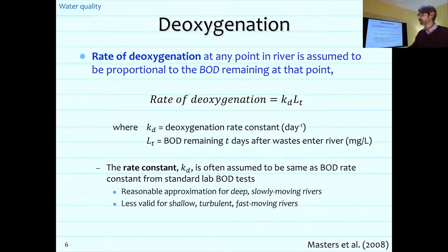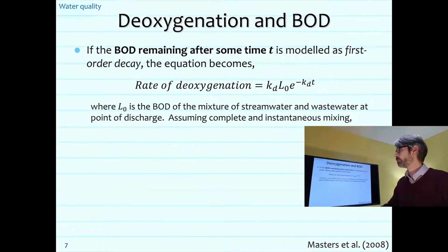And then the rate constant, Kd, is often assumed to be the same as the BOD rate constant from a standard lab BOD test. This is actually a pretty reasonable approximation for deep, slowly moving rivers. It's less valid for shallow, turbulent, and fast-moving rivers. Deoxygenation and BOD, of course, are related, as you saw in the previous slide.